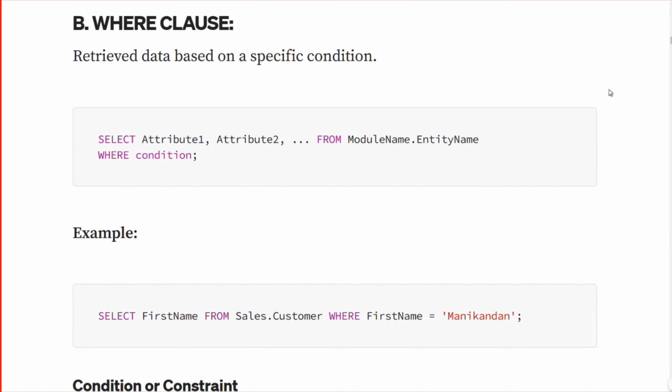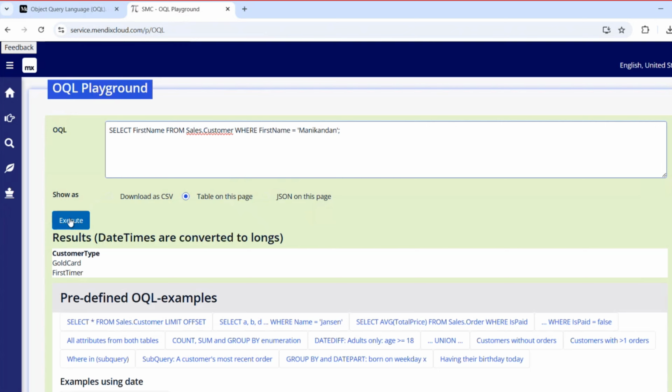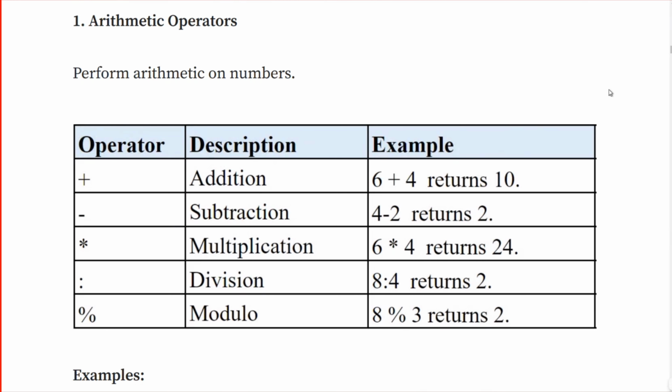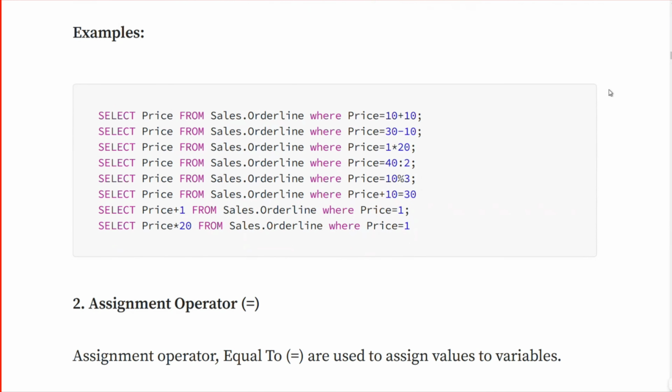Now we are going to see the where clause. It's nothing but condition based. For example, here just I am finding the first name Manigandan. Where clause using multiple operators. We are going to see one by one. First one, arithmetic operator. Addition, subtraction, multiplication, division, modular division. Okay, we can go with examples.